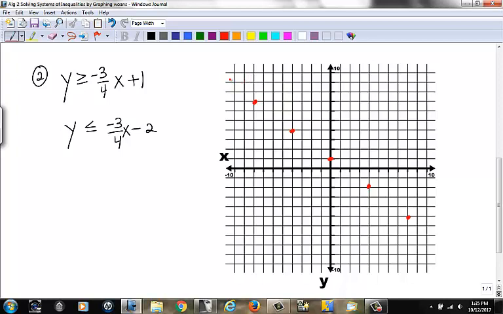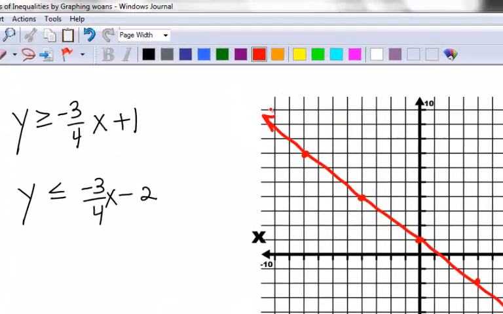Okay, and that's solid because it's equal. It's equal to, it's solid. Okay, put an arrow on both ends because it is a line.